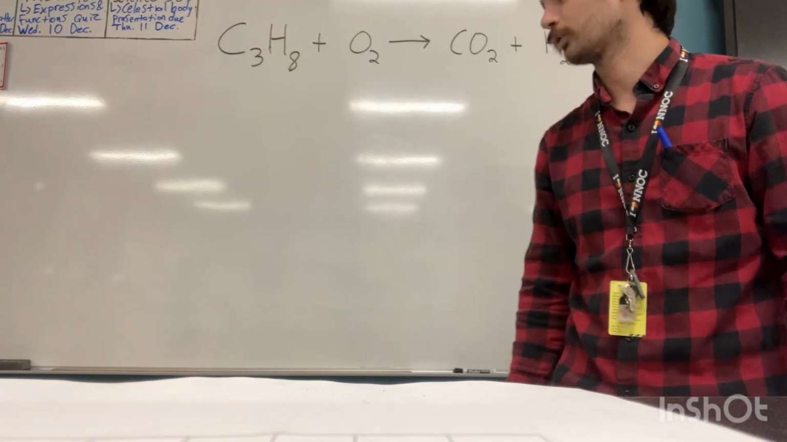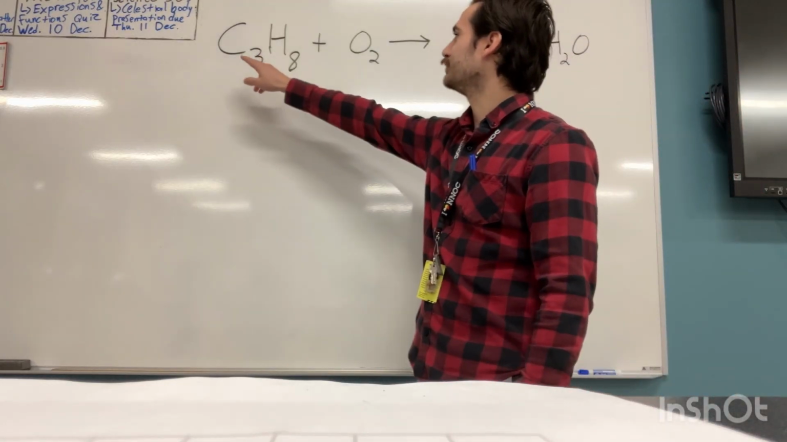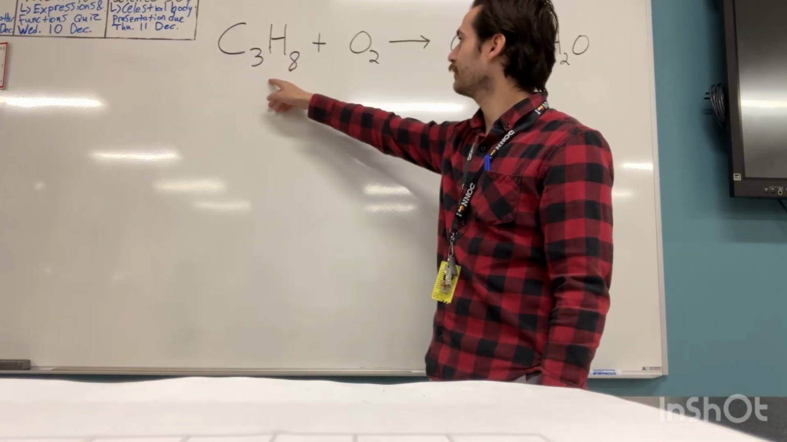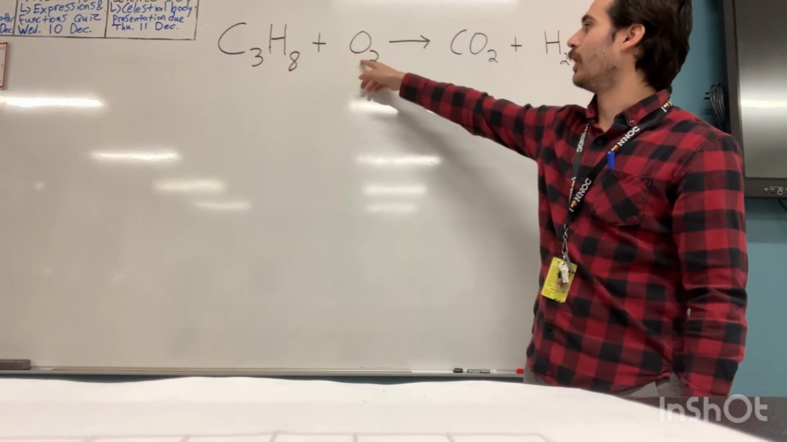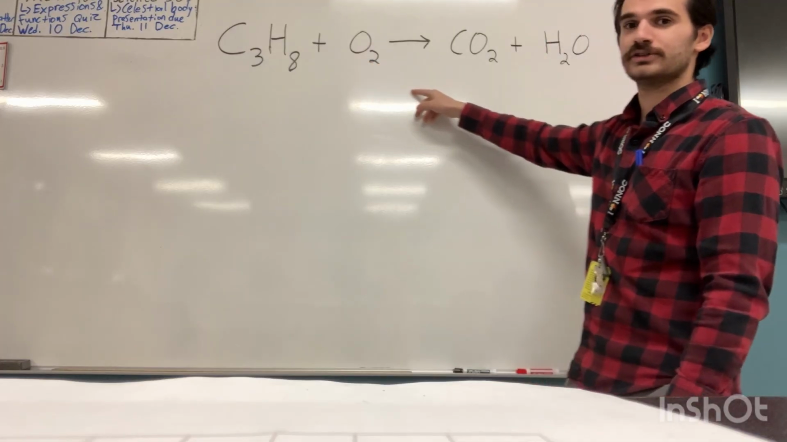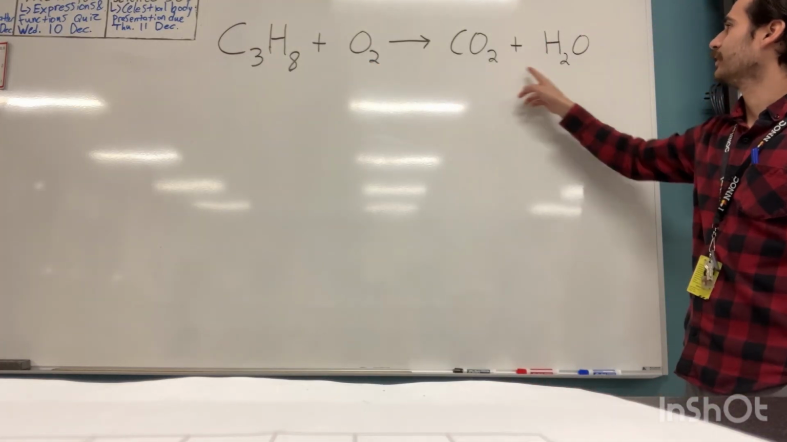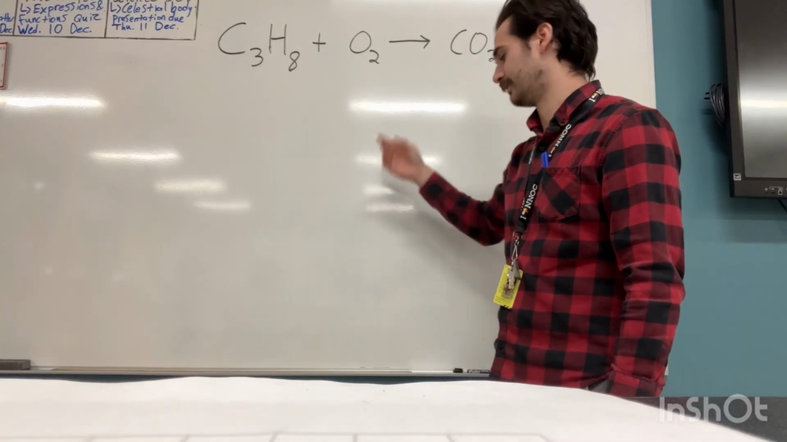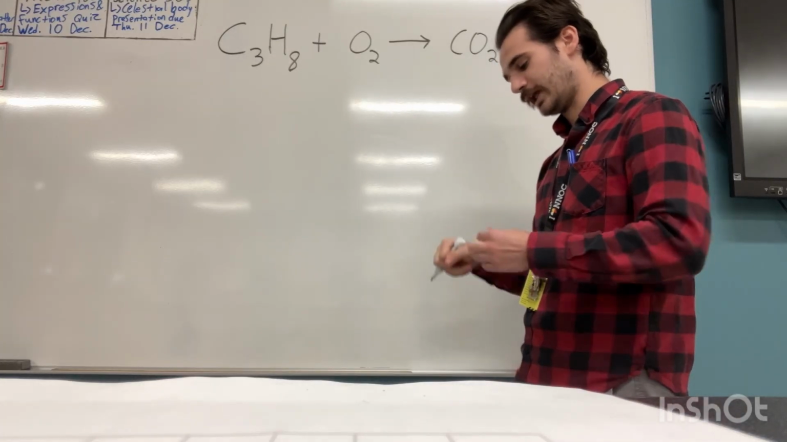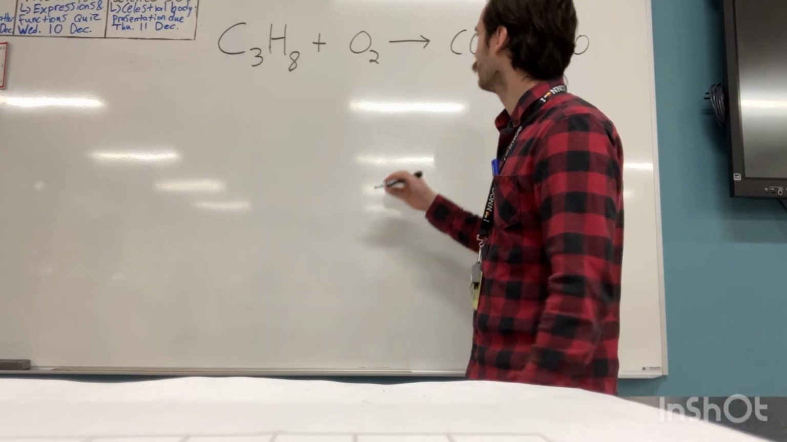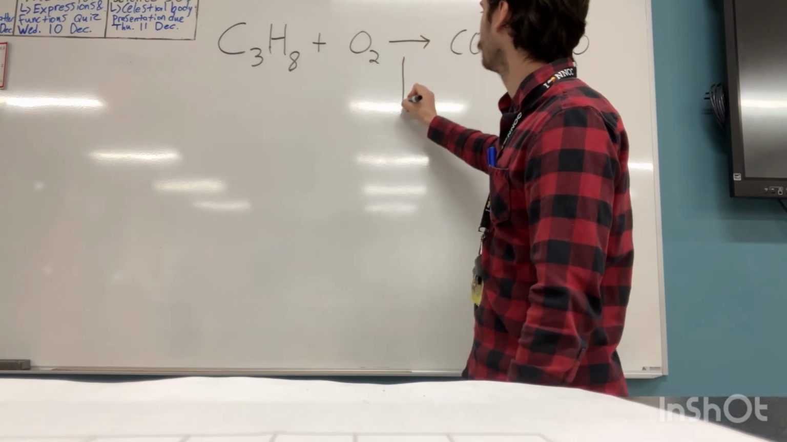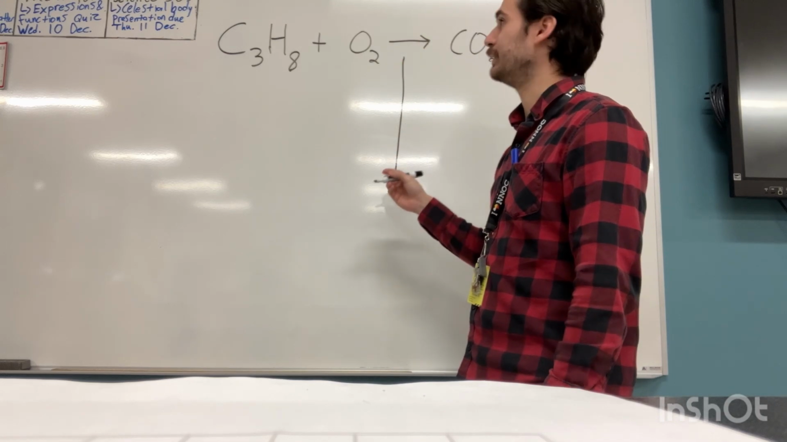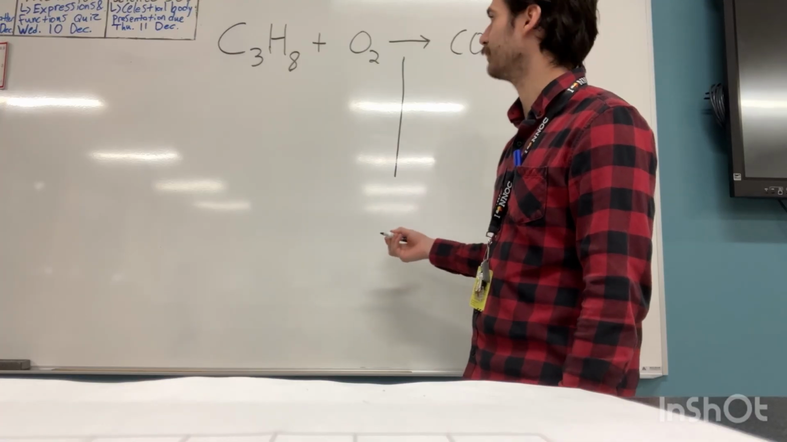Okay, now let's do one more example. So we have C3H8. That molecule is actually propane, reacting with oxygen gas to form carbon dioxide and water. This is the burning of propane. So to balance this, we're going to start by drawing our vertical line under the reaction arrow and listing out the number of atoms of each element that we have.